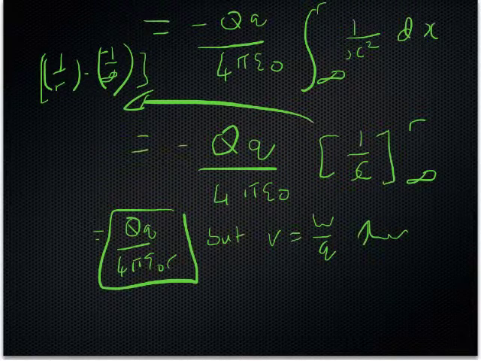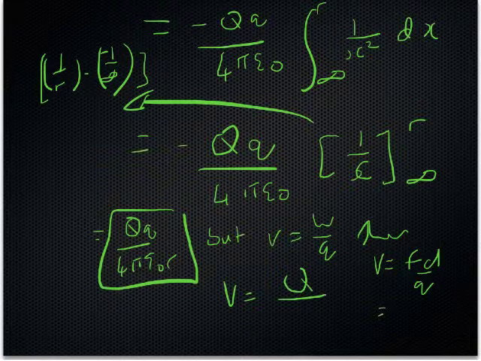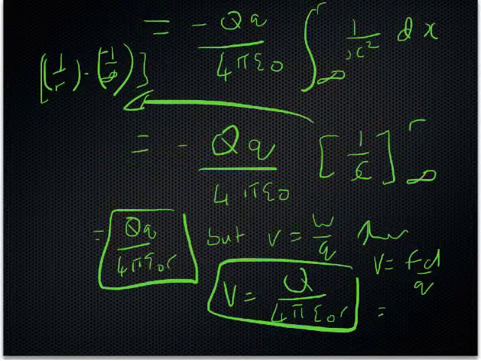But since V equals W over Q, then V equals F d over Q. So putting in all the stuff, you essentially get V equals Q over 4 pi epsilon naught R. Very complicated way of getting that.